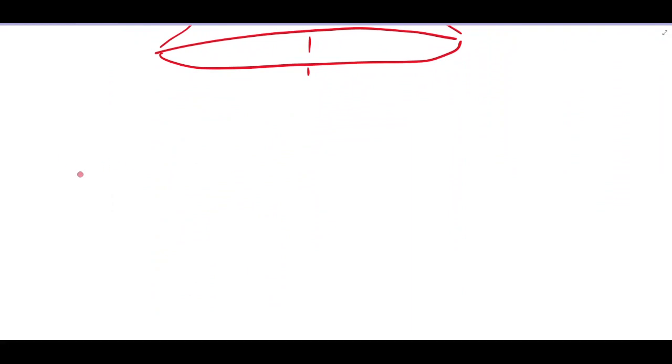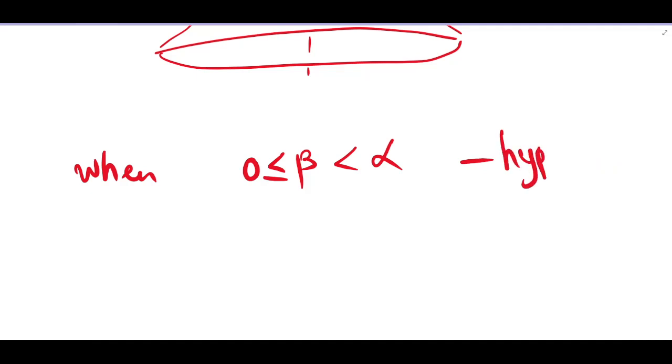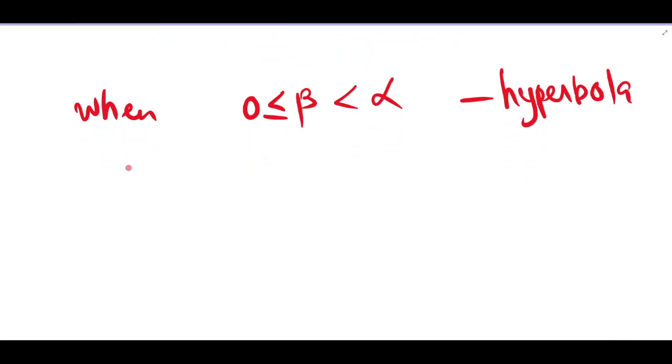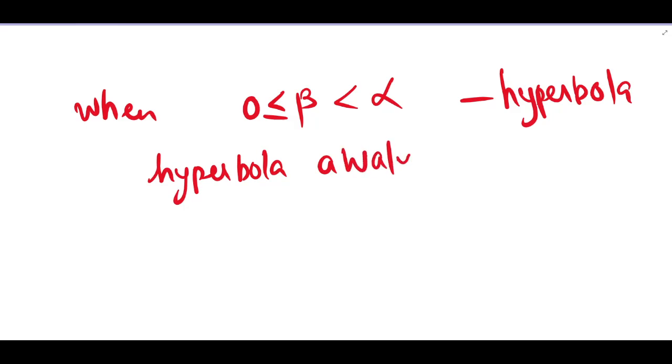And last is when beta is greater than 0 and less than alpha, so we get a hyperbola. And a hyperbola always occurs in pairs.